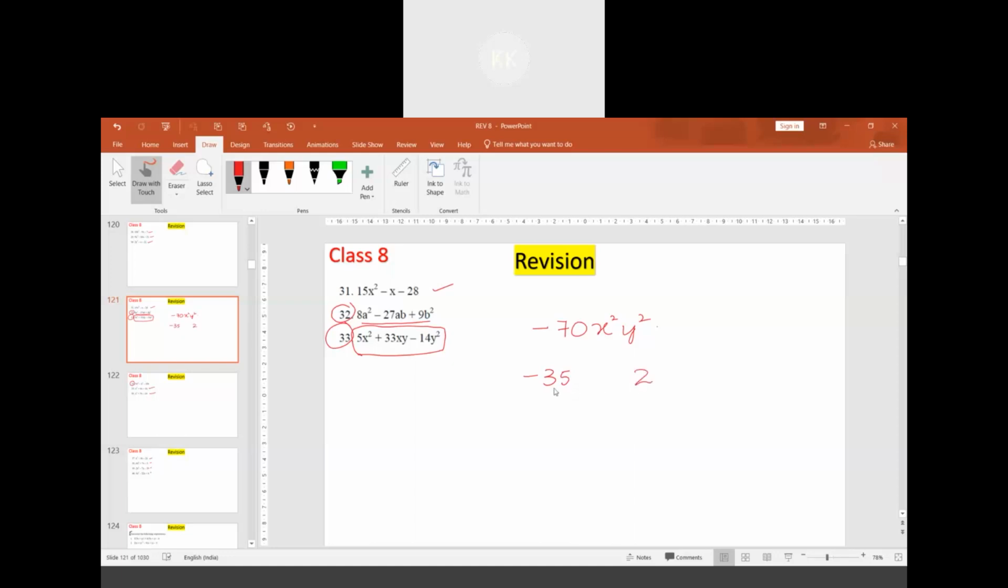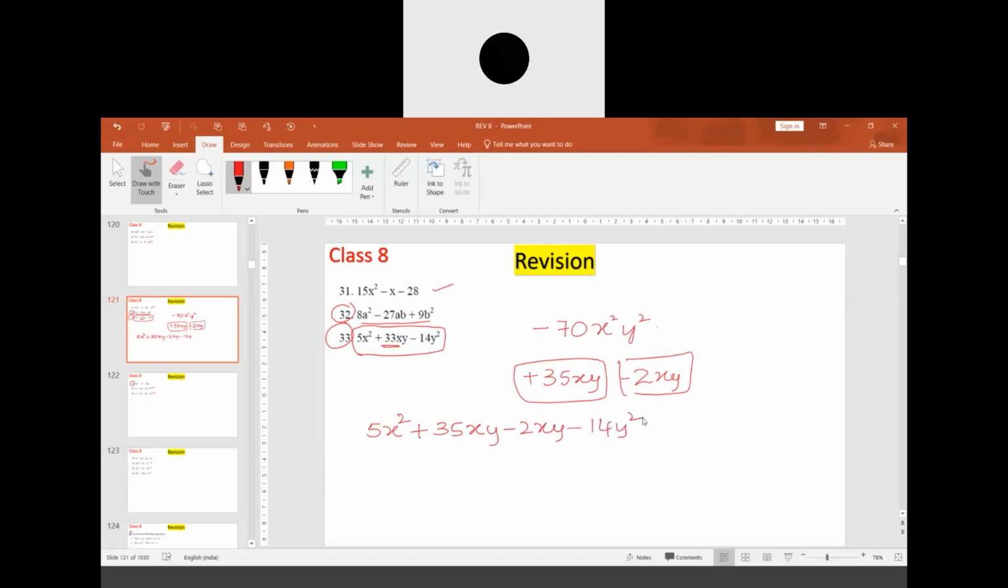So take this term as positive and this as negative. So 35xy is one term, minus 2xy is the other. Their combination will give us positive 33 and their product is minus 70 x square y square. So 5x square written as it is, followed by positive 35xy, negative 2xy, minus 14y square.